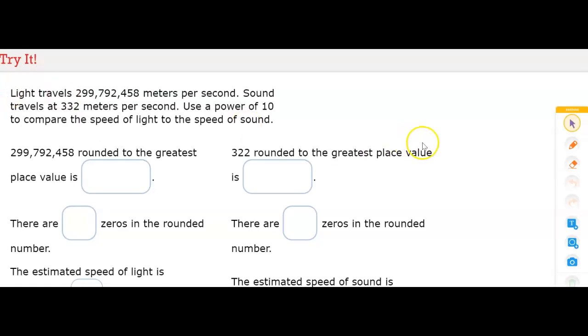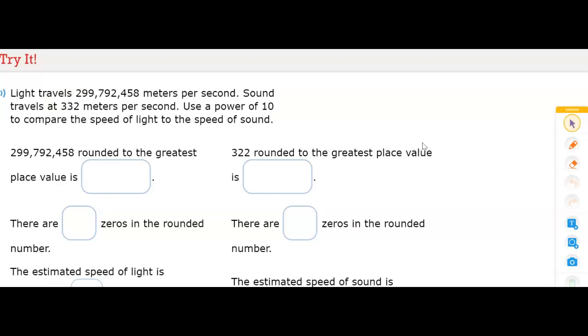Light travels 299,792,458 meters per second. Sound travels at 332 meters per second. Use a power of 10 to compare the speed of light to the speed of sound.